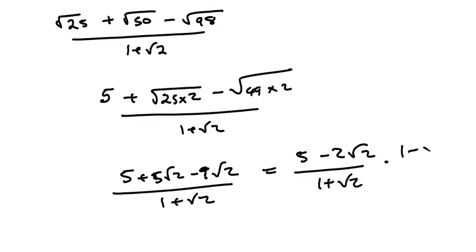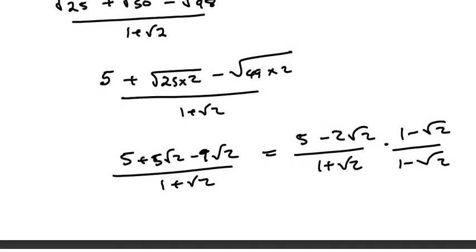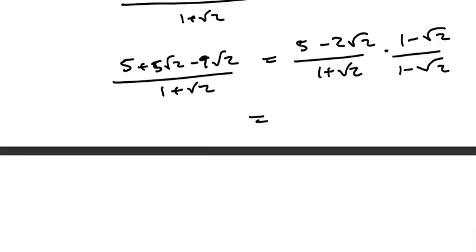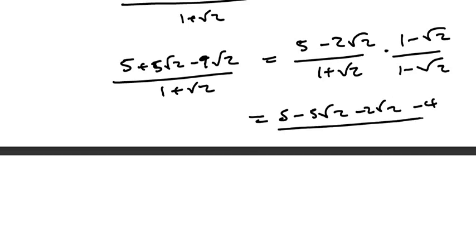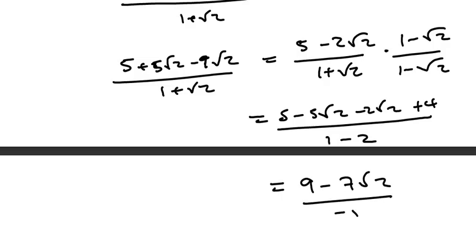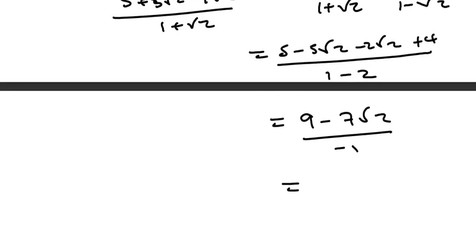Then now we multiply with the conjugate of the denominator. Then this will turn out to be 5 minus 5 root 2 minus 2 root 2. This is going to be minus 4, because we are having this times that negative. This is going to be positive actually. Negative and negative, that's positive. Down part you just get this. This is going to be a 9 minus 7 root 2. This is a negative 1. So this right here is the same as negative 9 plus a 7 root 2.